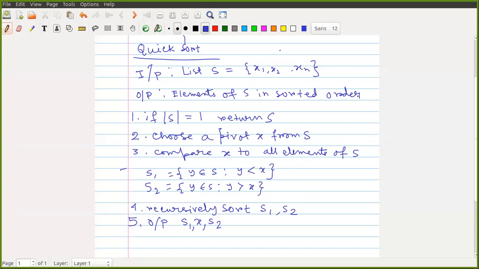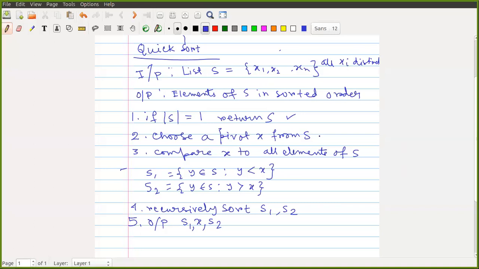Suppose, for example, we are given a list of numbers x1 to xn, and for simplicity let's assume that all xi's are distinct. The idea is to output the elements of S in sorted order. So roughly the algorithm is like this. If the size of the list is only 1, then there is no point doing sorting, so we just return S.